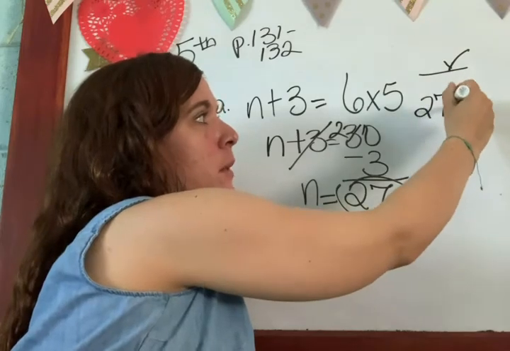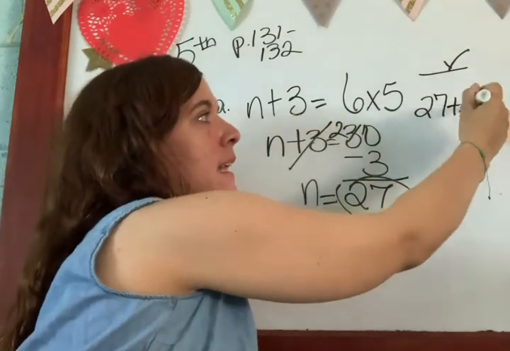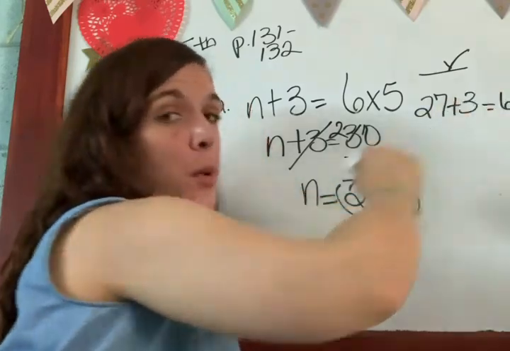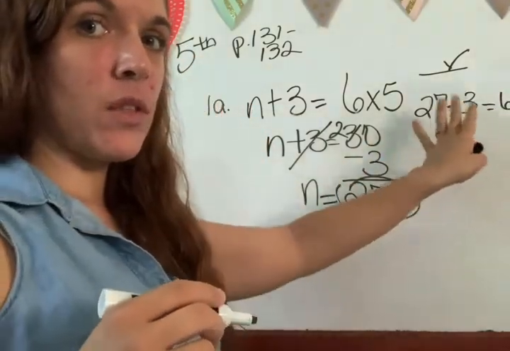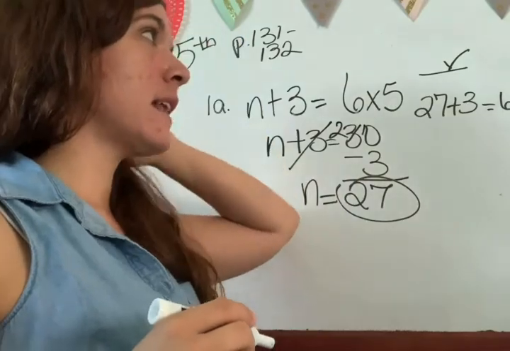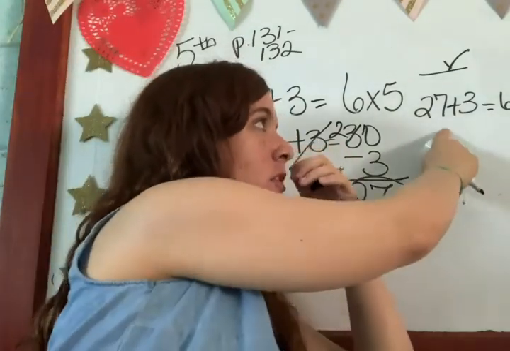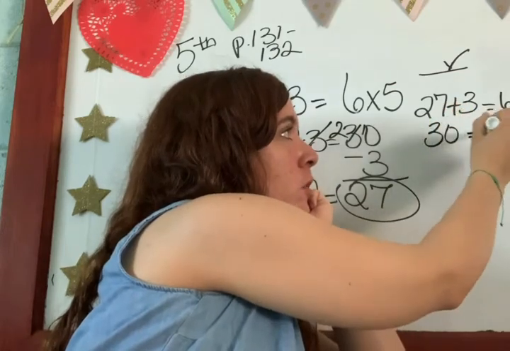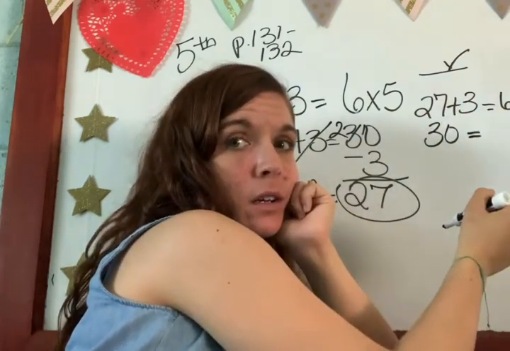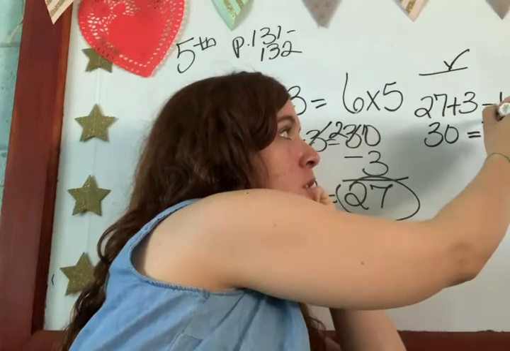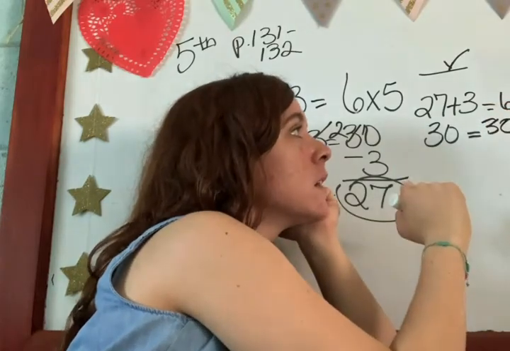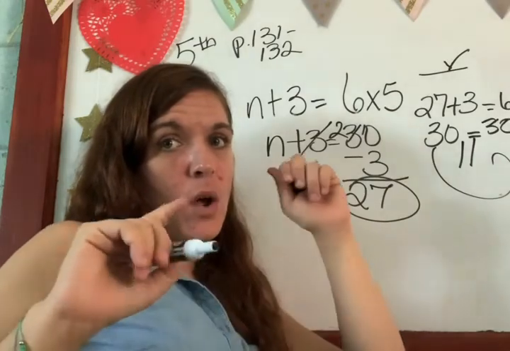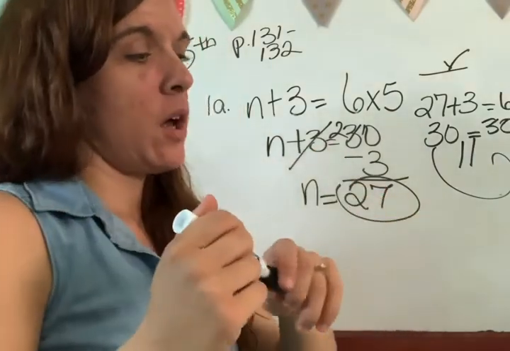27 plus 3, okay, copy it again, equals 6 times 5. We just copy the whole problem again, putting the 27 into the n. What's 27 plus 3, Frankie? 30. What's 6 times 5, Oscar? 30. Does 30 equal 30? Yes, it does. Oh, happy days, we're right.